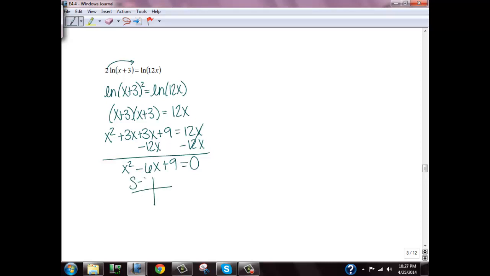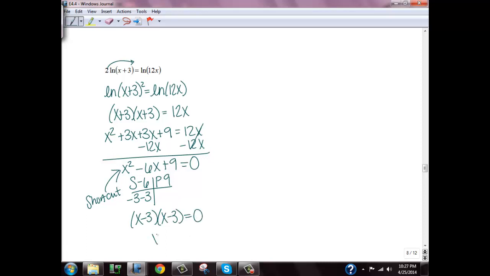Again, I'm going to try sum product. If sum product doesn't work, then you have to use the quadratic formula. Here, to multiply to get 9, to combine to get negative 6, I can use negative 3 and negative 3. Again, because my leading coefficient is a 1, I can use my shortcut. So I know this factors into x minus 3 times x minus 3.